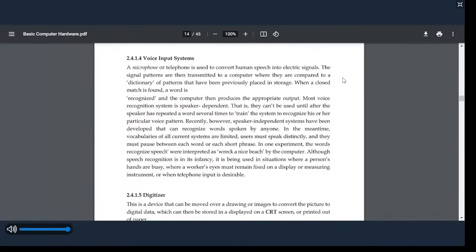That is, they can't be used until after the speaker has repeated a word several times to train the system to recognize his or her particular voice pattern. Like what we are doing right now, we are using a microphone to do this.